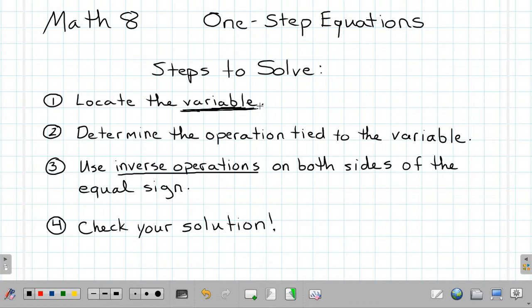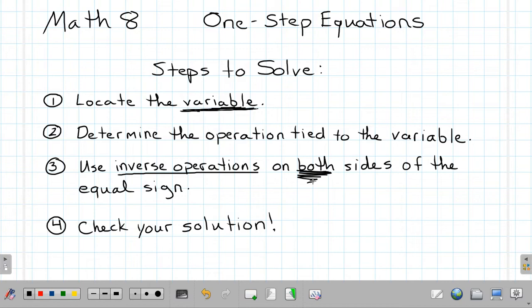Now, each one of those operations has what we call an inverse operation. What we're going to do, and we'll discuss that in just a second, is use these inverse operations on both sides of the equal sign. Notice here that I underline inverse operations because that's the main thing about this step. But the other big thing we have to realize is we have to do the inverse operation on both sides of the equal sign.